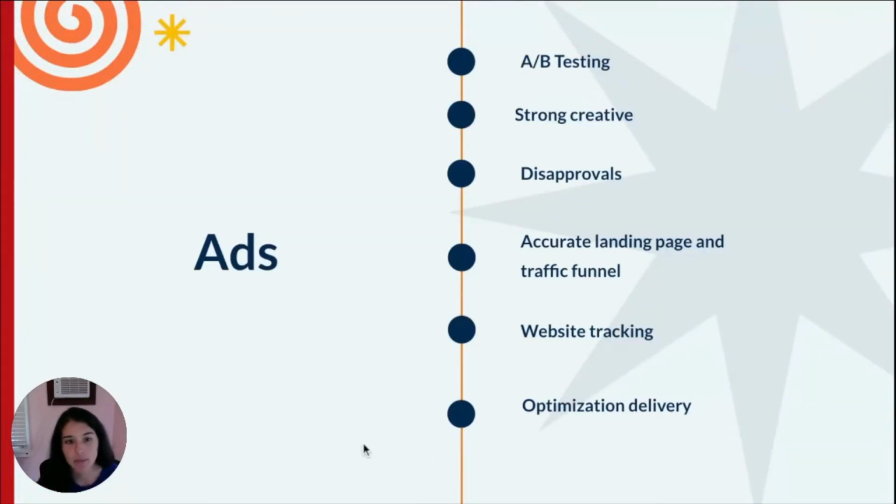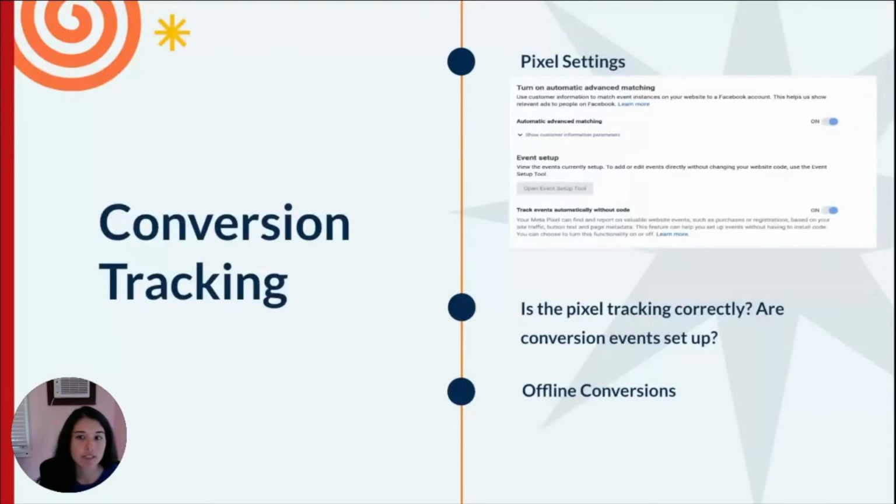And then lastly, but most importantly, specifically for Giving Tuesday and year end, is conversion tracking. So in our pixel settings, hopefully you can see this screenshot, but there are two major things. There is automatic advanced matching, and this should always be turned on. This basically allows the Facebook pixel to match people to a specific Facebook account. And then the second one is tracking events automatically without code.